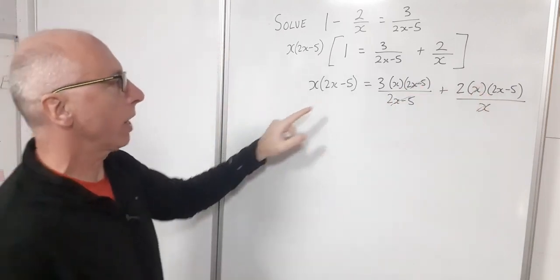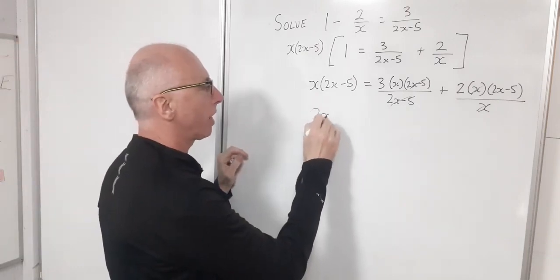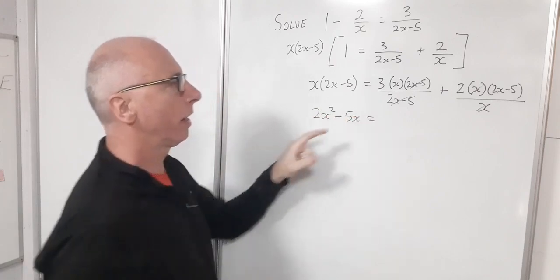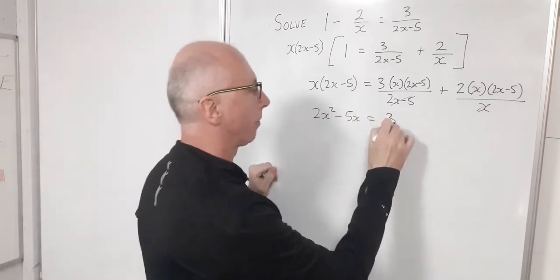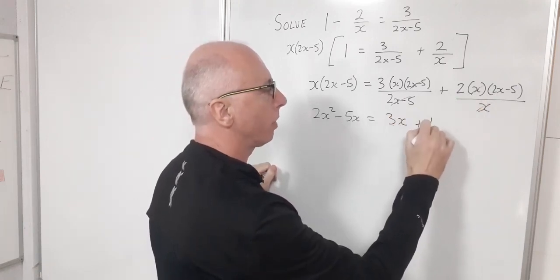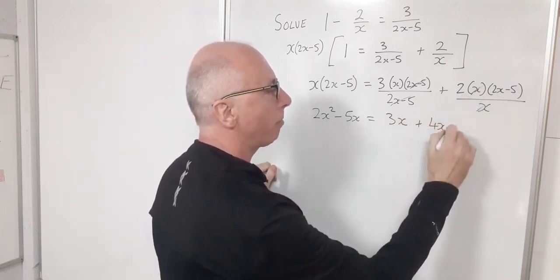So now I'll have 2x squared. Let's multiply all these brackets out. 2x squared minus 5x. Here I'm going to have 3x. And here I'm going to have 2 times 2x, which is 4x, and minus 10.